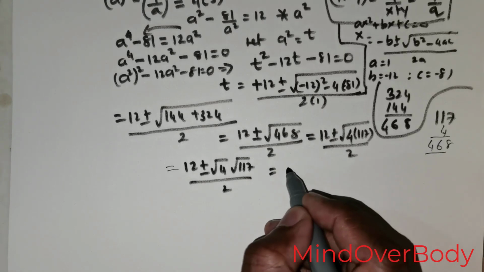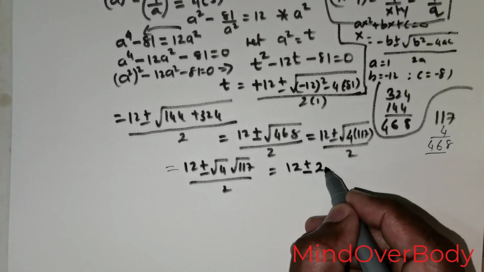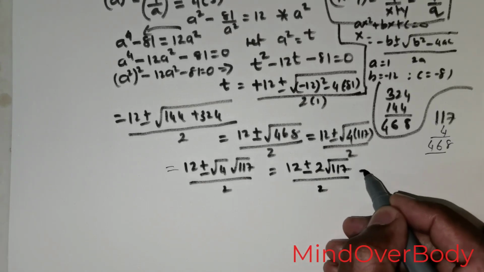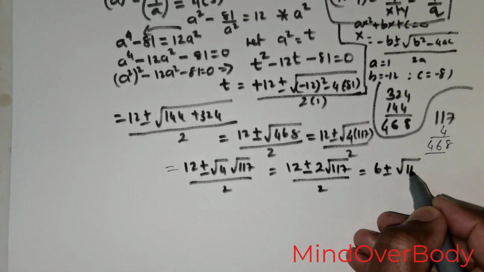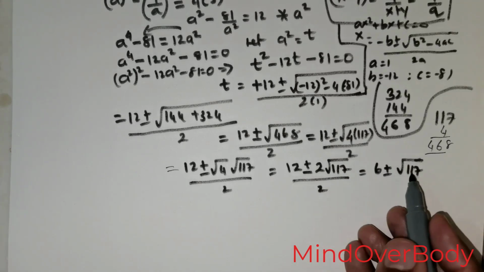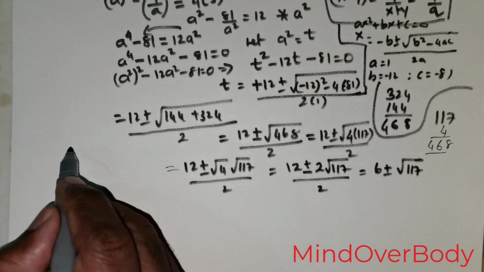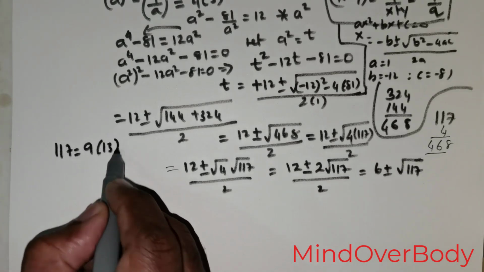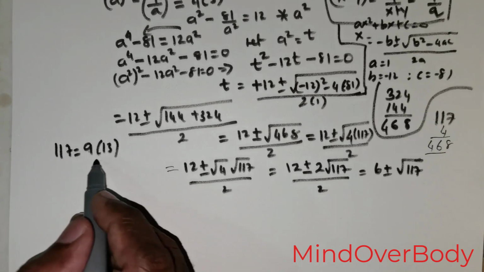Now this can be further rewritten as 12, root of 4 is going to be 2, so plus or minus 2 times root of 117 divided by 2. Of course I can rewrite this as 6 plus or minus root of 117. Now 117 can be actually fragmented. How do we fragment? Let me show that to you. Now 117 is actually 9 multiplied by 13. So 9 times 3 is 27, 2 9 ones are 9, 10, 11.